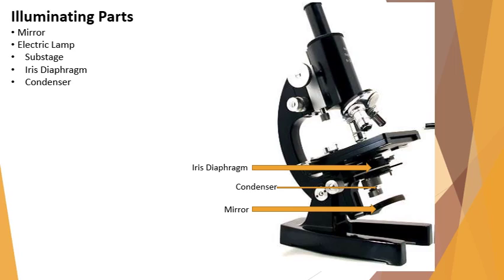So the next is the iris diaphragm. Here we have the iris diaphragm, as you observed here. It regulates the amount of light necessary to obtain a clear view of the object. The other one is the condenser, which is also an illuminating part of the microscope. Here we have this condenser, a set of lenses between the mirror and the stage so that it concentrates light rays on the specimen.